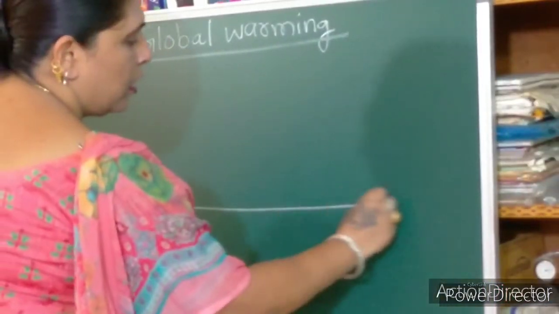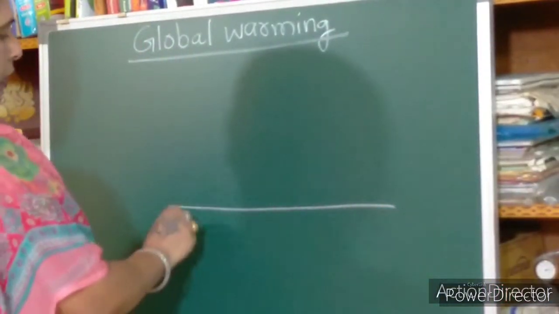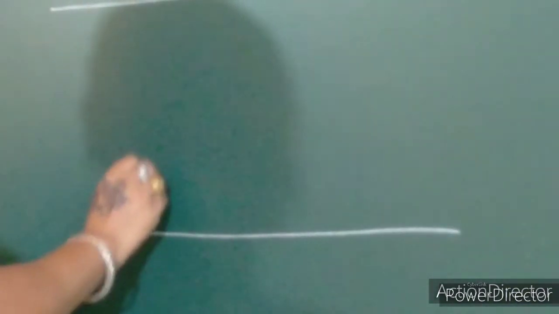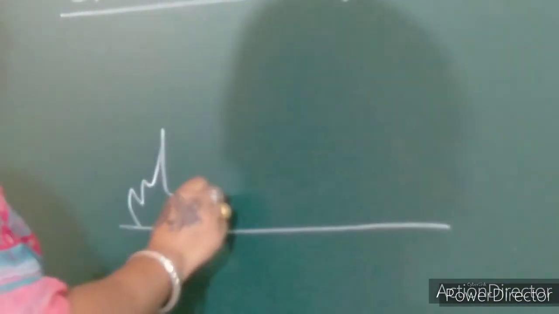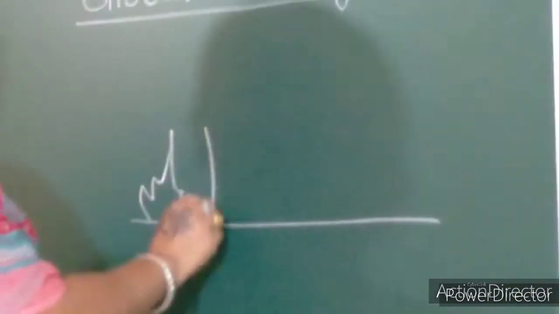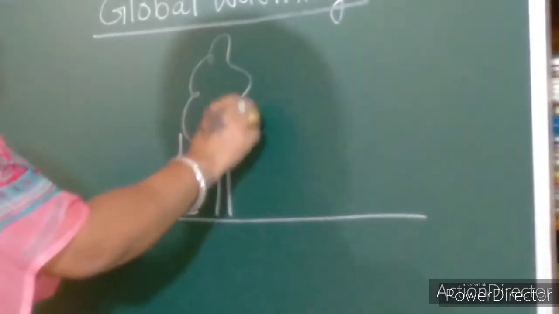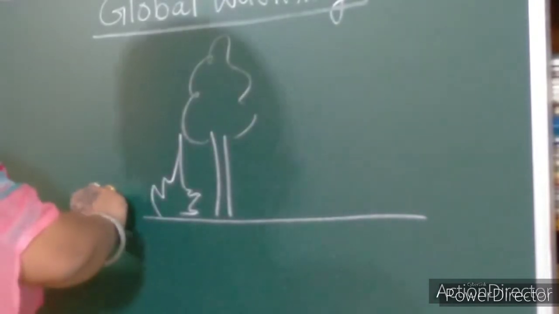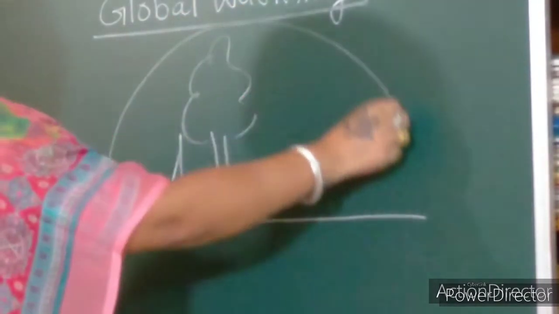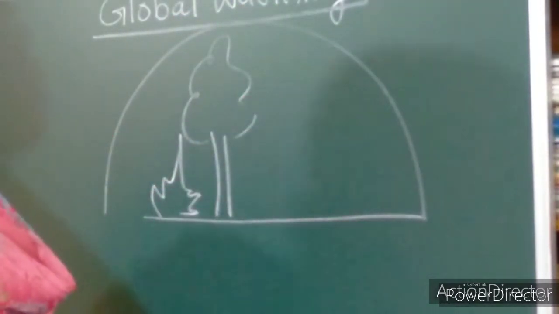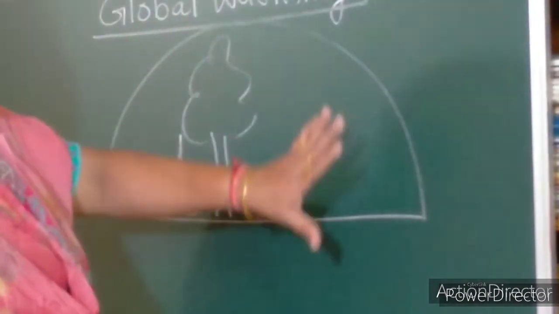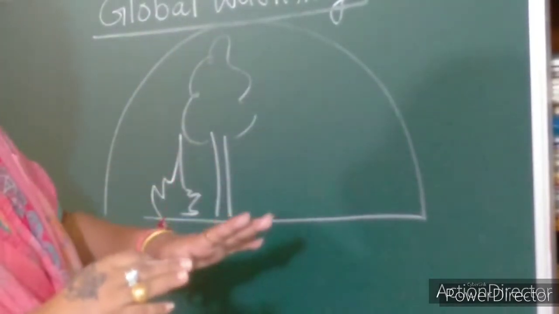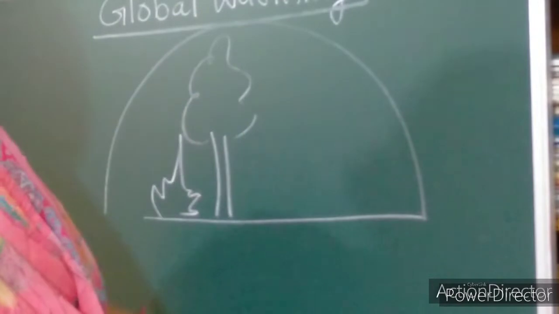This is the ground, the earth. Sometimes we are burning something. Fumes of chimney smoke are going up. All these activities are going on. We have a cover of atmosphere on the earth, the air, which maintains the temperature of the earth and regulates the life on the earth.